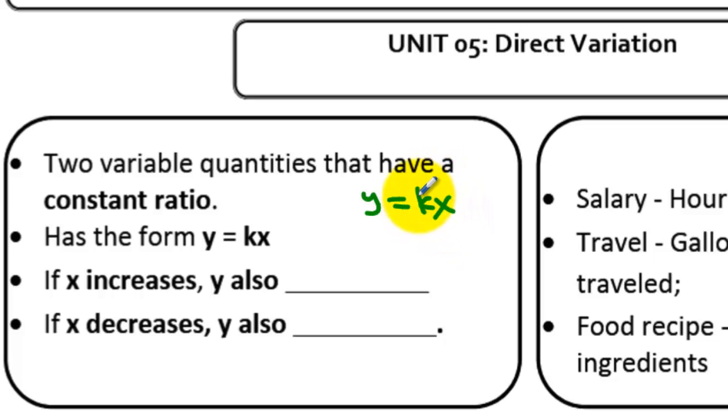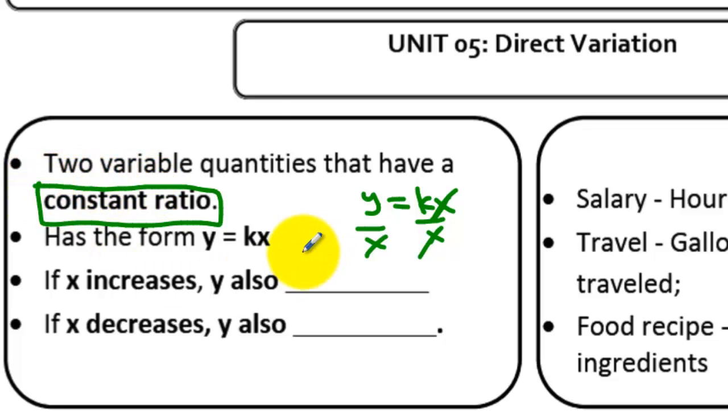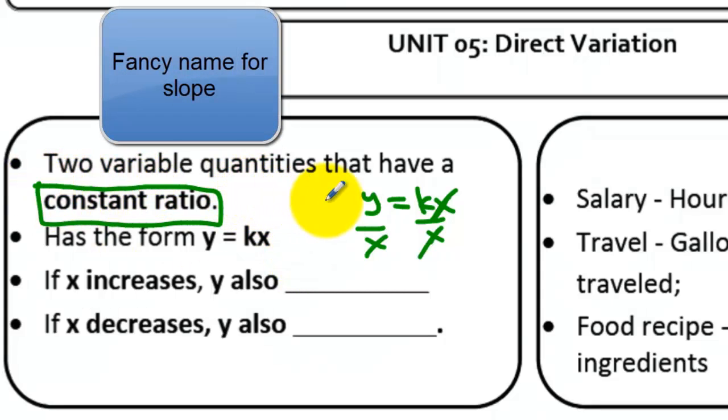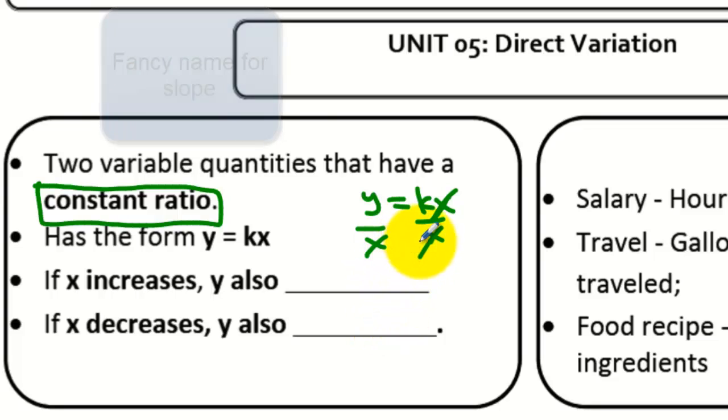If we isolate our k, so divide both sides by x, we will end up getting k equals y over x. This k here, which is equal to y divided by x, is what we call the constant ratio. It's actually a fancy name for slope. So with this topic, whenever we look for the constant ratio or slope, we just have to divide your y by x.